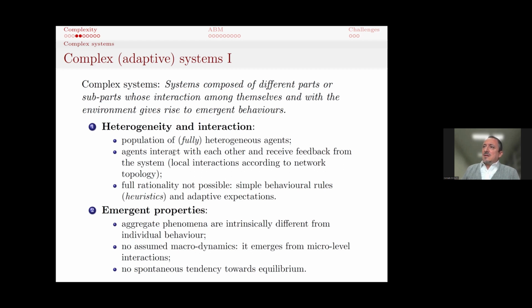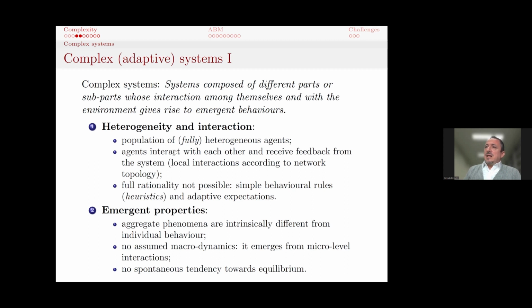So let's define a complex system as a system that is composed of parts or subparts, so there can be different levels of aggregation. These parts and subparts interact among themselves, directly and indirectly through the environment. And this interaction, dynamically over time, gives rise to what we call emergent properties or emergent behavior. So let's examine one at a time the elements of this definition.